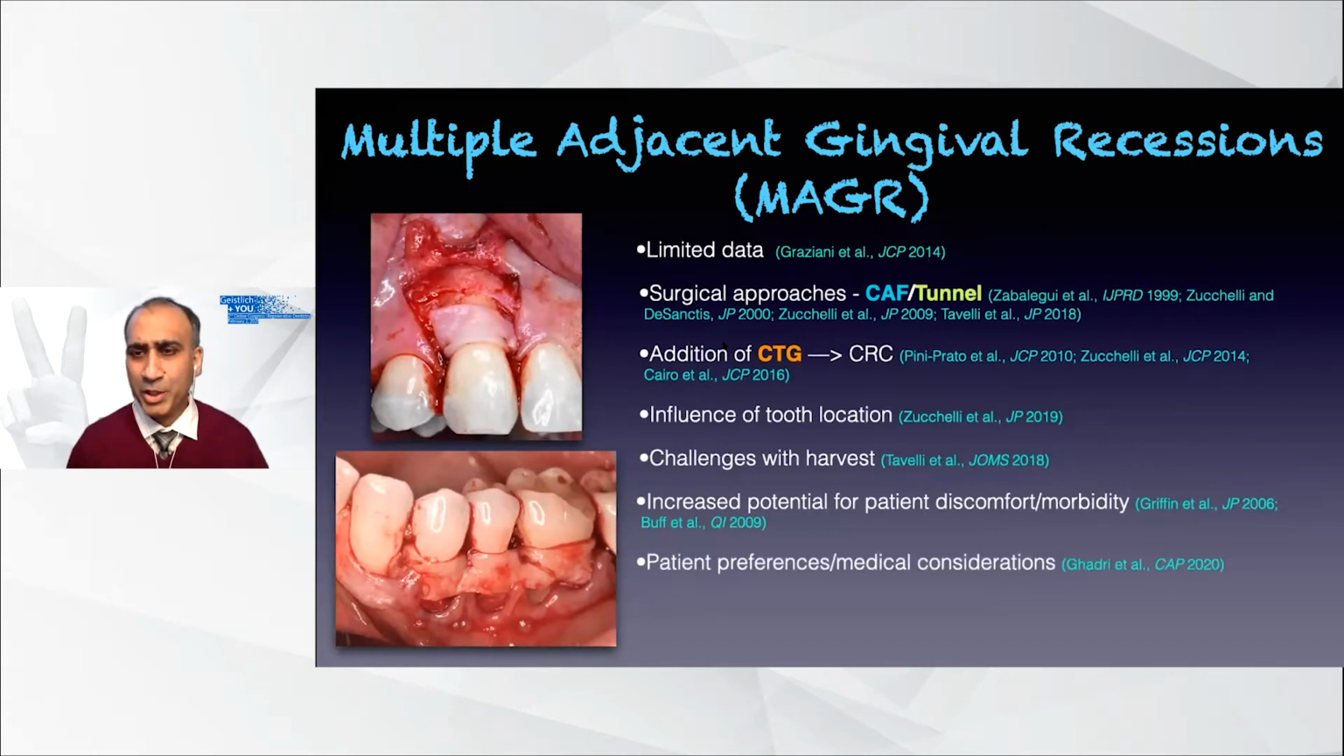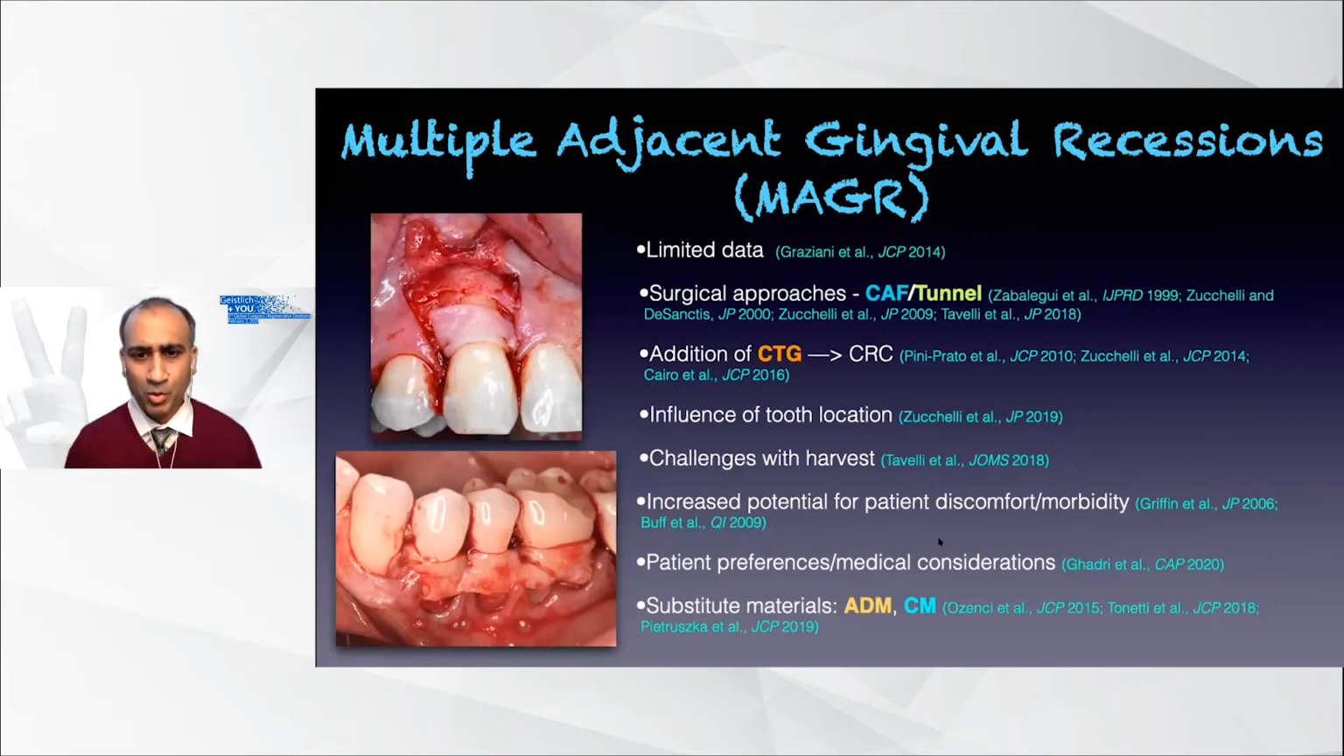Also, we have to take patient preferences in mind. Not all patients are willing. In fact, most patients, if given a choice, probably wouldn't want to take palatal tissue. Sometimes patients have medical considerations which preclude us from using autogenous tissue. And so this is where substitute materials like acellular dermal matrix and first-generation collagen matrices really have some value on our shelf. Now, let me make one thing clear.